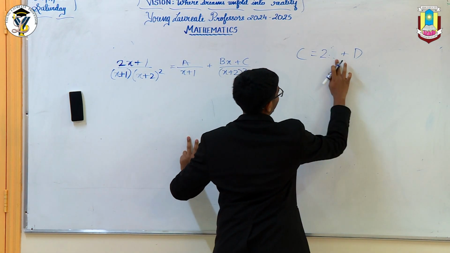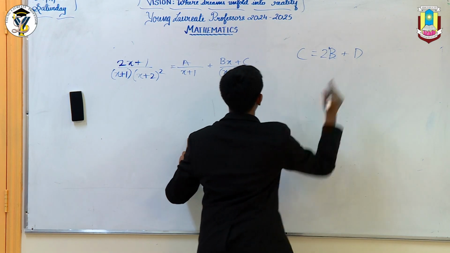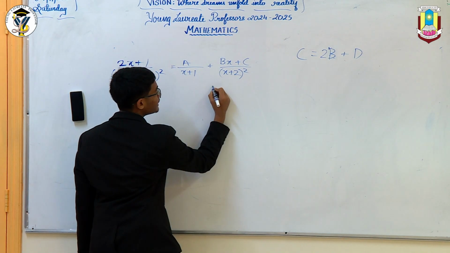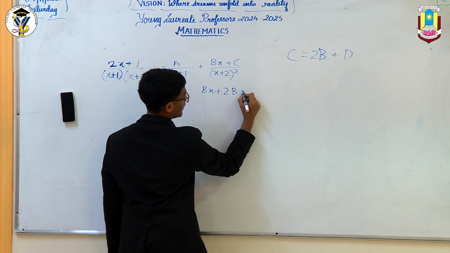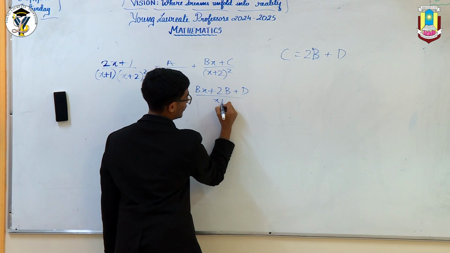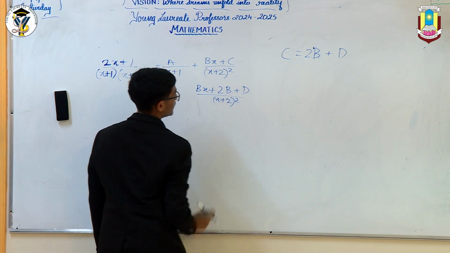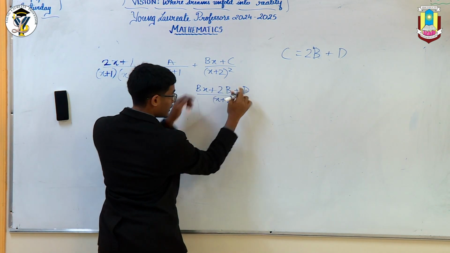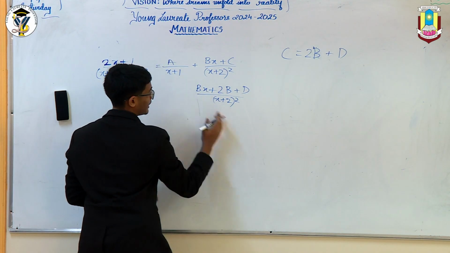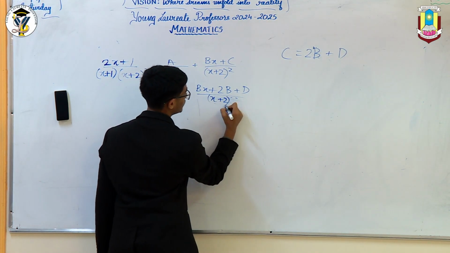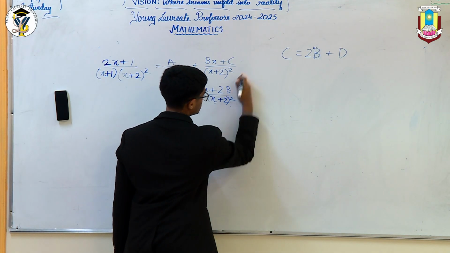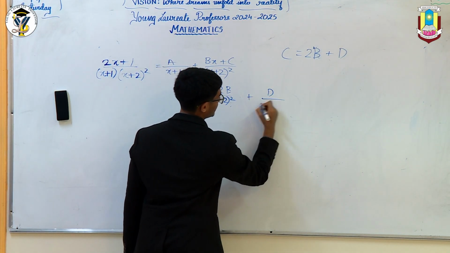Sorry, b only, my bad. 2b plus d, okay. Now bx plus c is what? 2b plus d by (x plus 2) the whole square, right? Okay. Now what I'm doing is I'm splitting this d, this part separate and this part separate. So I'll just write it here. bx by (x plus 2) the whole square plus d by (x plus 2) the whole square.